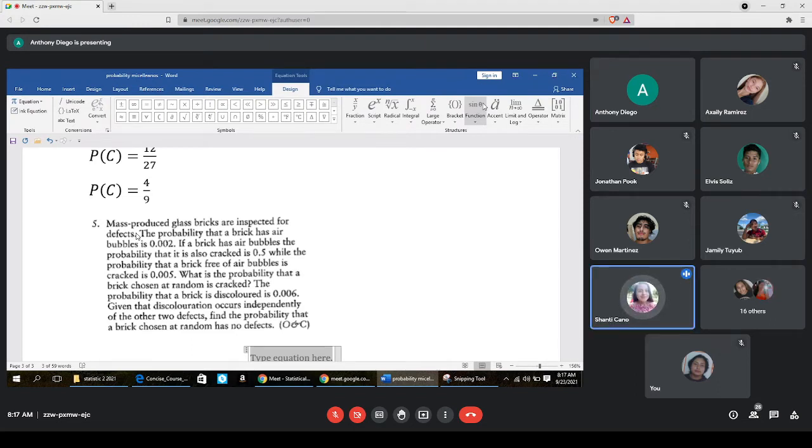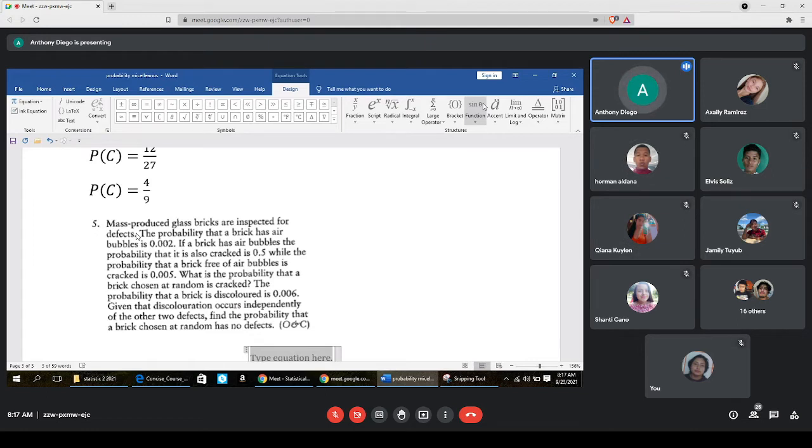The brick has air bubbles, sir. Okay, air bubbles will be one. So we can use a capital A to represent the brick that has air bubbles. So the one that will not be having air bubbles will be a complement, right? So that's the first one. What will be the second event that we need to write out? The probability that the brick is discolored. Yes, that will be the last one, but there's one more before that. The brick is cracked.